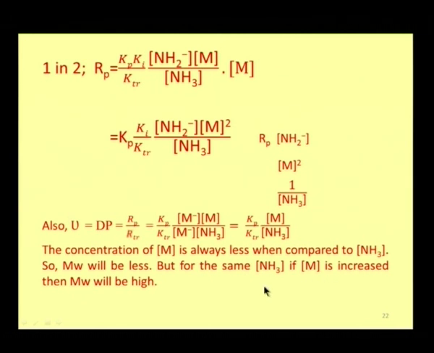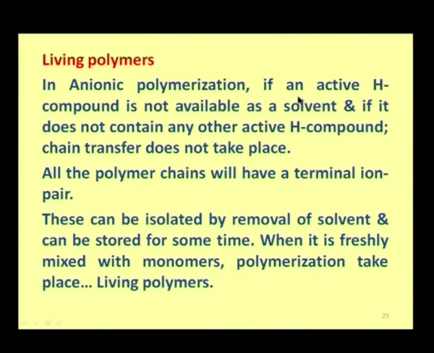Now, having seen the mechanism and kinetics of the anionic polymerization, this is an extension of that. We call certain polymers living polymers. What are these living polymers? In the anionic polymerization, if an active hydrogen compound, which is required for the termination step, is not available as a solvent, and if there is no other active hydrogen compound, then the chain transfer does not take place at all. That means the reaction will never undergo a termination reaction.